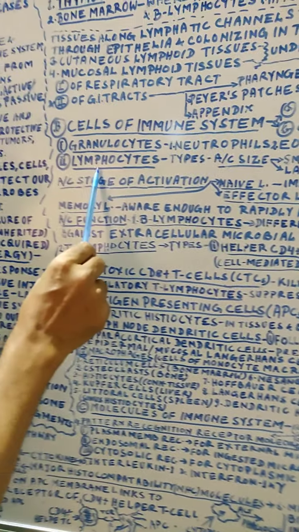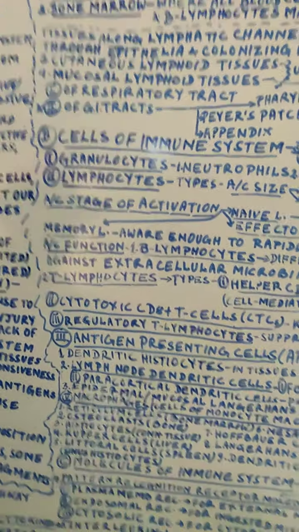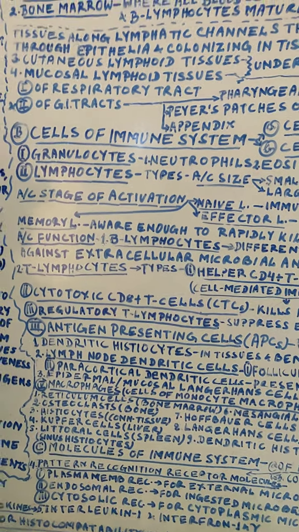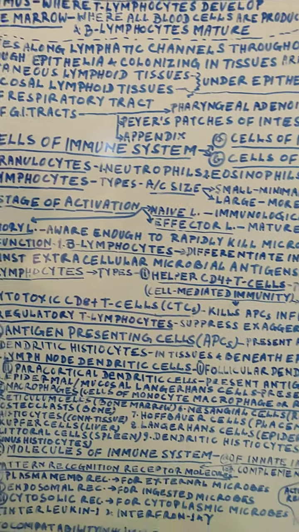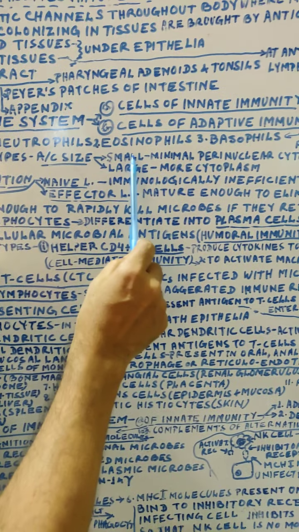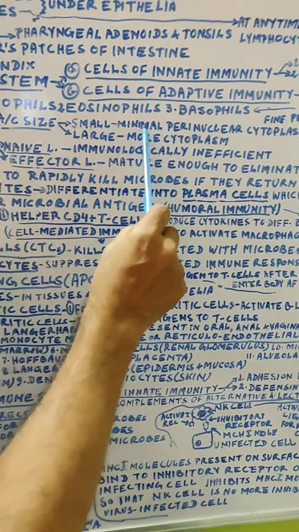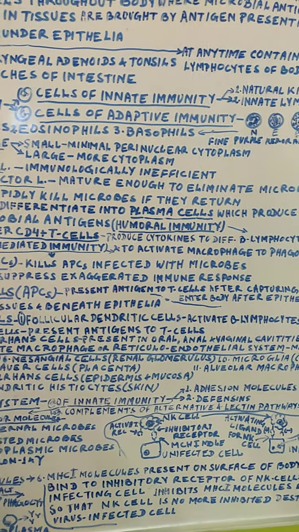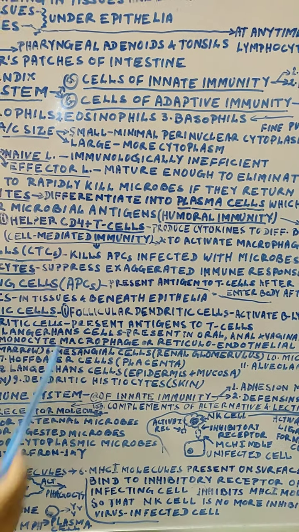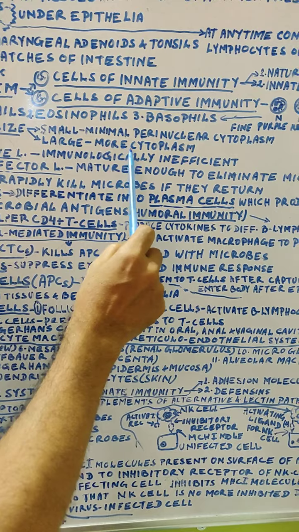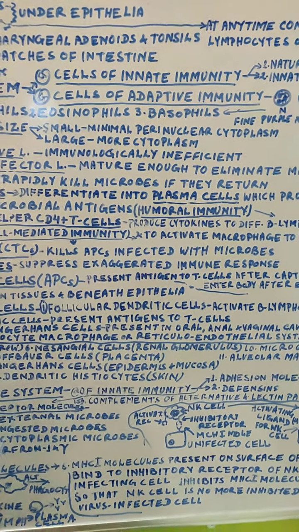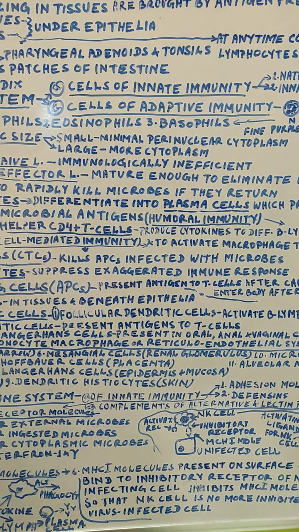Now come to the lymphocytes. Lymphocytes have been classified differently according to size. It may be said the small lymphocytes and large lymphocytes. In the small lymphocytes, there is very minimal perinuclear cytoplasm, while in the large lymphocytes, the amount of cytoplasm around the nucleus, single nucleus, is more.